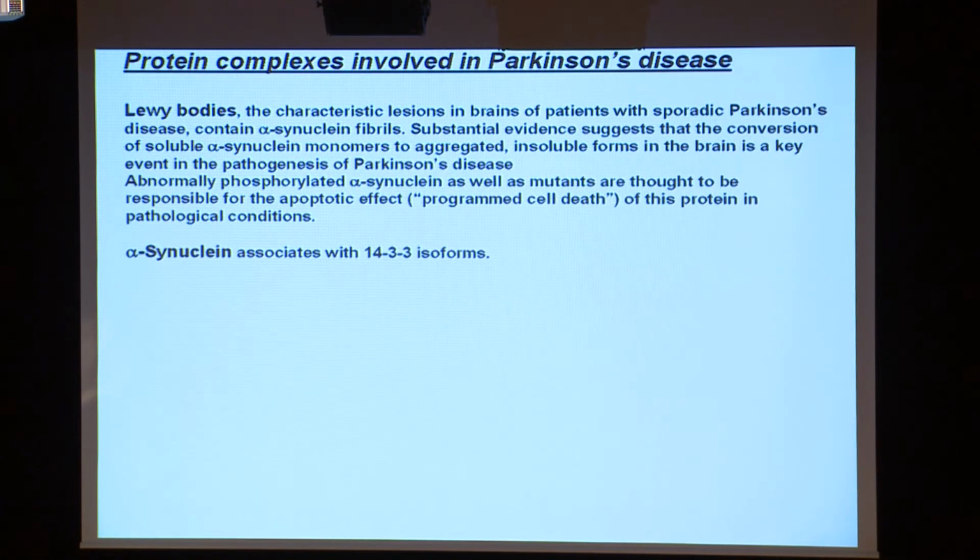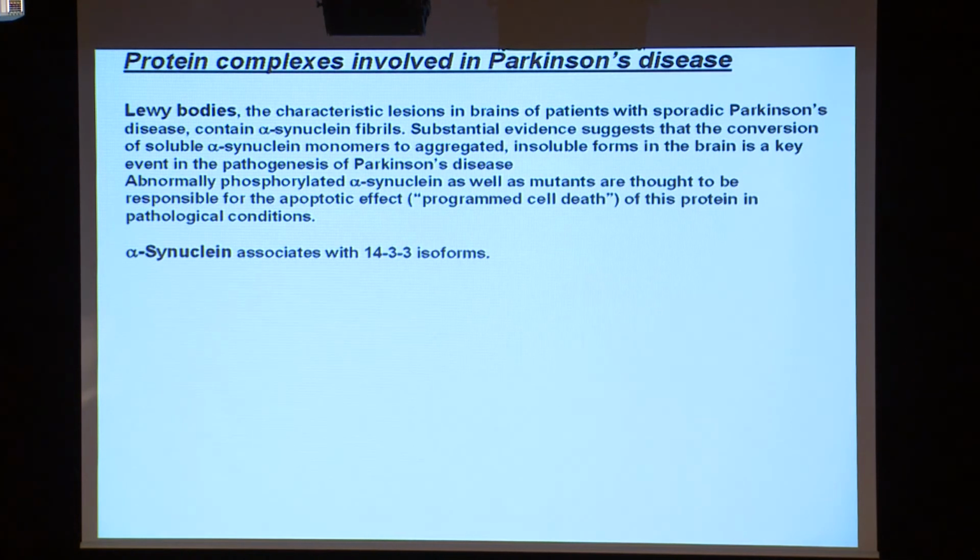Okay. We've also been looking at a number of other proteins involved in Parkinson's and other diseases. I'll go through this rather quickly because I've already given you an idea of how 14-3-3 might interact and stabilize these proteins. There are a few other examples, such as Lewy bodies, the lesions in the brains of patients with sporadic Parkinson's disease, which contain a protein called alpha-synuclein, and the alpha-synuclein builds up into fibrils. And alpha-synuclein has been shown to associate with 14-3-3 isoforms.